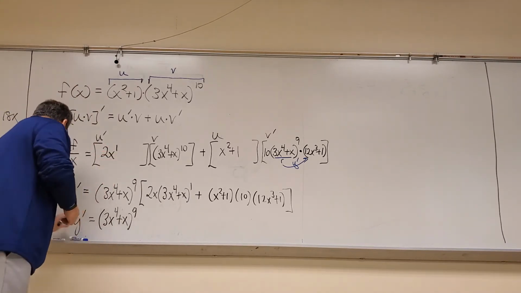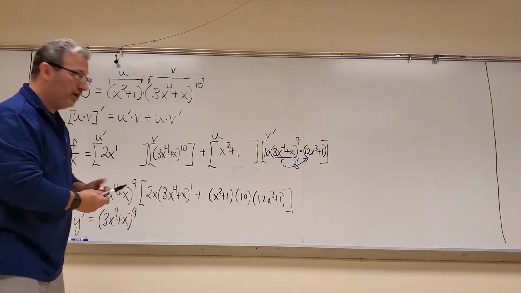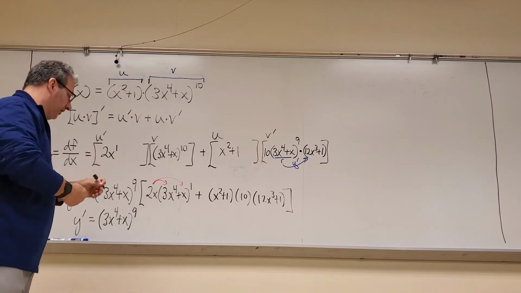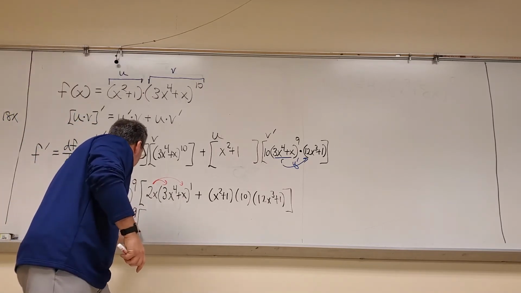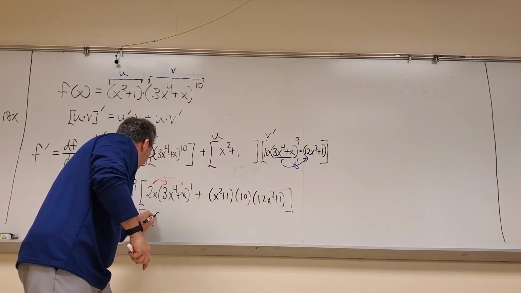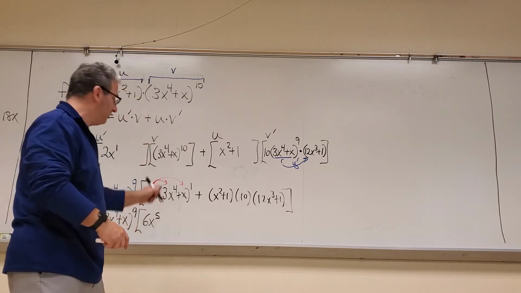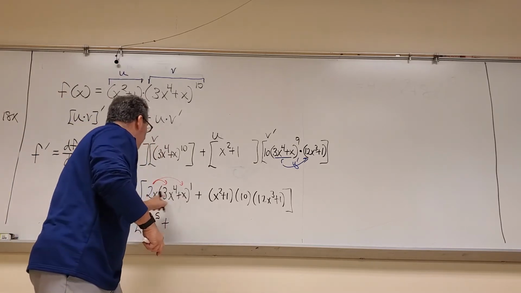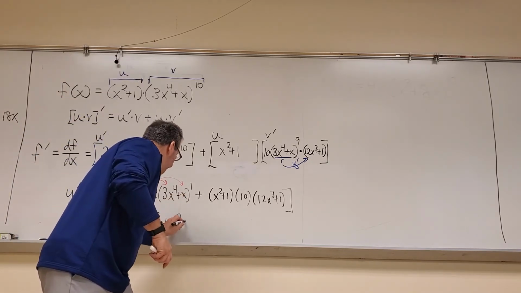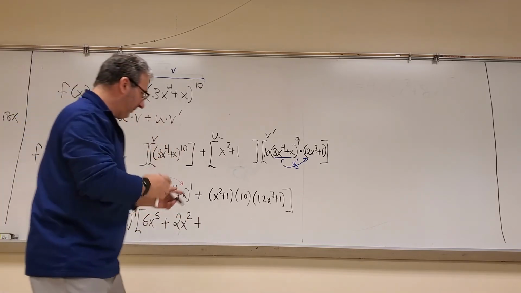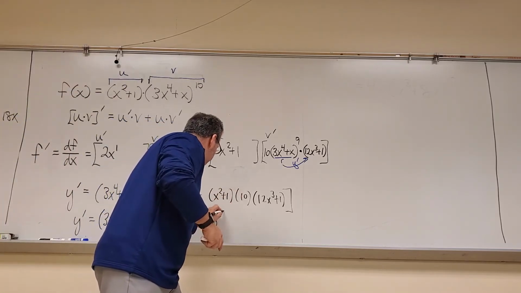Let me get a different color here. I'm going to distribute. All right, here we go. 2x times 3x to the 4th is 6x to the 5th. When you multiply like bases, you add the exponents. Got to know your exponent rules in calculus. 2x times x is 2x squared. All right, good. I'm going to forget about the 10 for now.